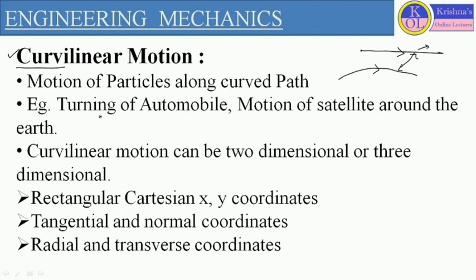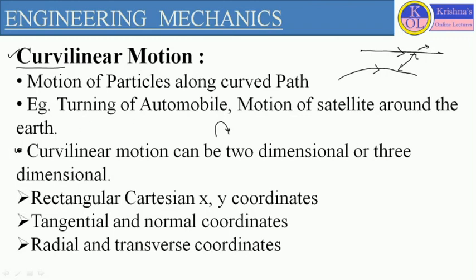Now, if we see examples of curvilinear motion, turning of an automobile is an example of curvilinear motion, or we can take the U-turn of any automobile, that is also curvilinear motion. Motion of a satellite around the earth is another example of curvilinear motion. So there are a lot of examples related to curvilinear motion.